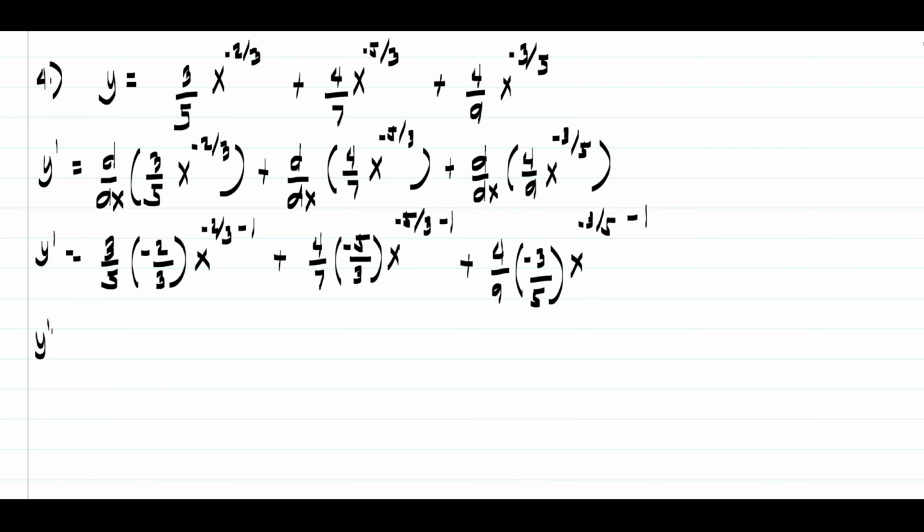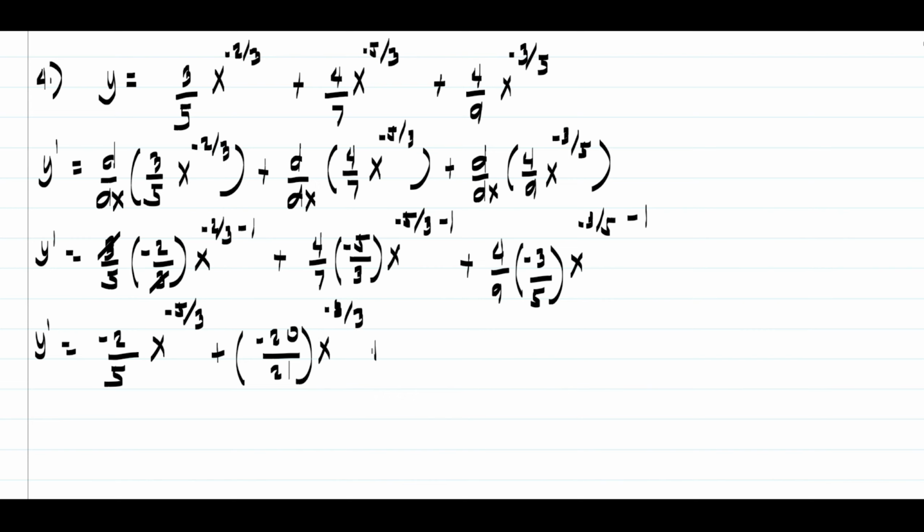Let us have y prime equals, we can cancel 3. This will give us negative 2 over 5, and then x, negative 2 over 3 minus 1, that is negative 5 over 3. So again, the fastest way to simplify this one is negative 2 minus 3 is negative 5, copy the denominator 3. And then we have 4 times negative 5 is negative 20 over 7 times 3 is 21. X raised to negative 5 minus 3 is negative 8 over 3.